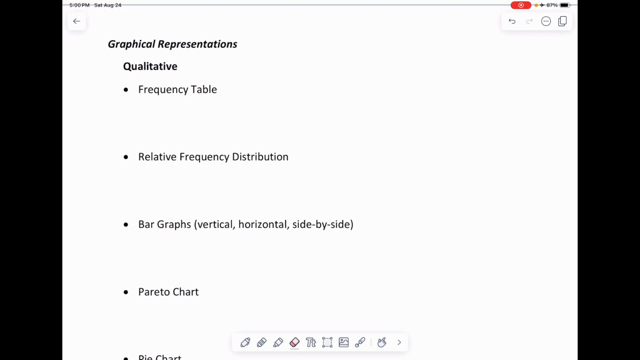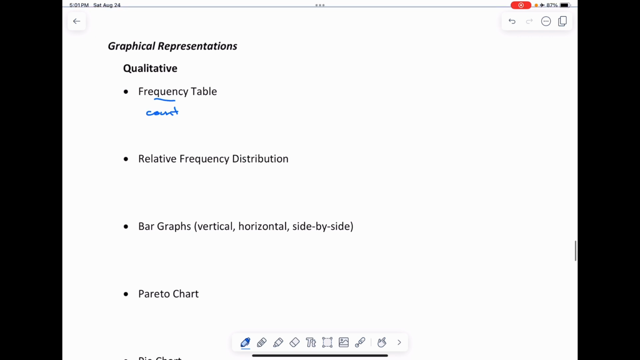Frequency, when you hear that word, I want you to think counts, because that's all it is. So it's just a table of counts. So if I do a frequency table for M&Ms, I might have brown, red, green, so on and so forth. And a frequency table is just going to be a count of how many different M&Ms I see from a bag, or whatever the case may be.